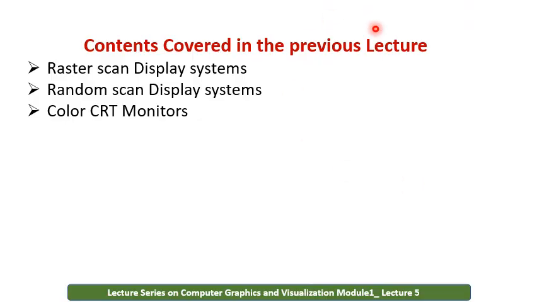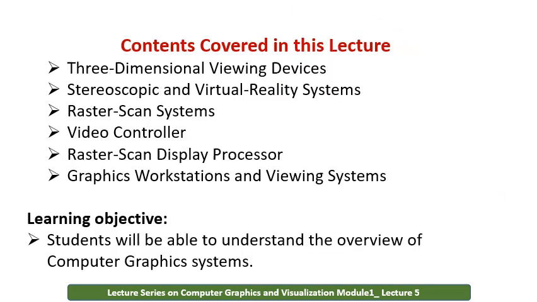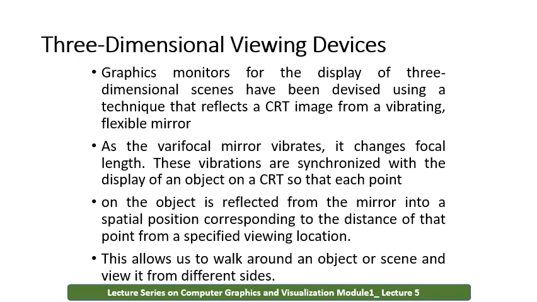In the previous class, we discussed raster scan display systems, random scan display systems, and color CRT monitors. Today, we are going to discuss three-dimensional viewing devices, stereoscopic and virtual reality systems, raster scan systems, video controller, raster scan display processor, graphics workstation, and viewing systems. With this, you will be able to understand the overview of the computer graphics system.